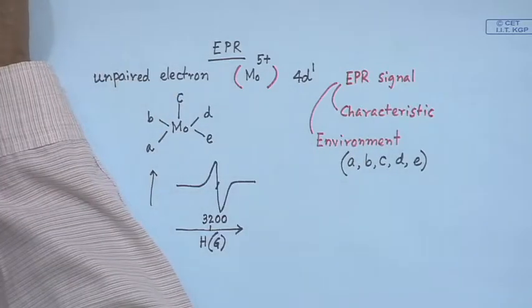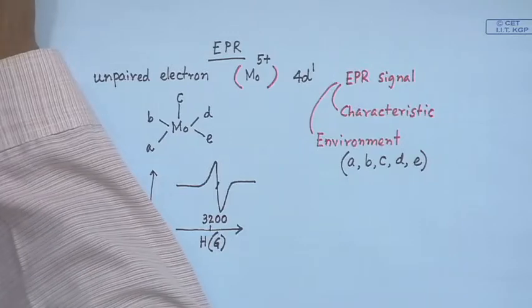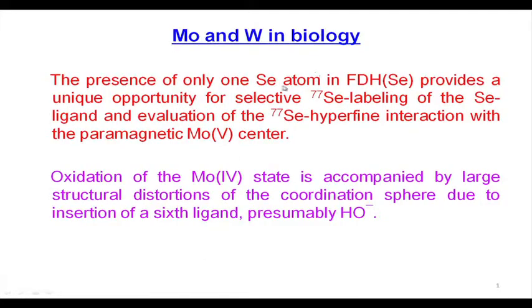One such situation is here where you have the selenium atom. The presence of this selenium atom is detected by the corresponding labeling on the selenium atom, which is 77. So, once the 77 selenium is present and is close to or attached to the molybdenum center, we can detect that this selenium ligand is present, showing a 77 selenium hyperfine interaction with the paramagnetic molybdenum 5 center, which is very important.